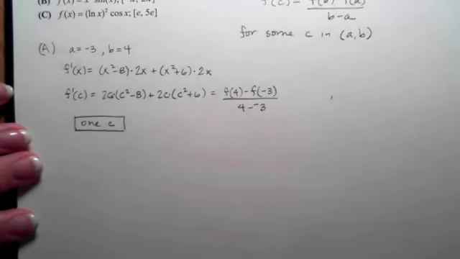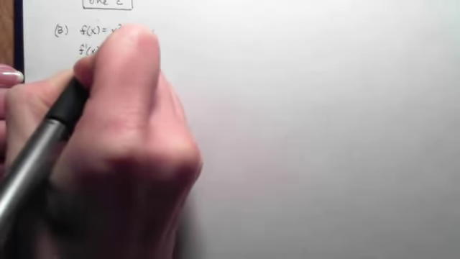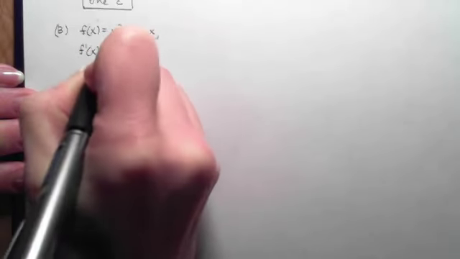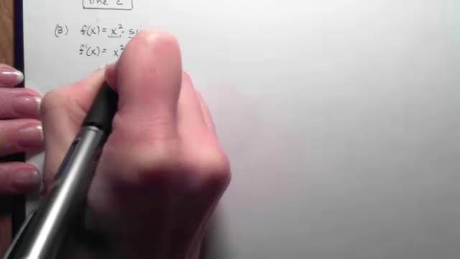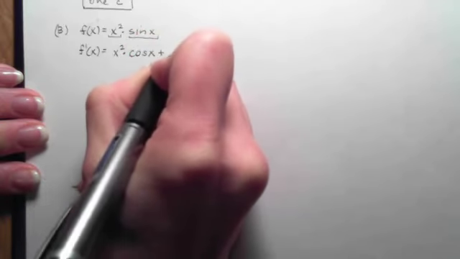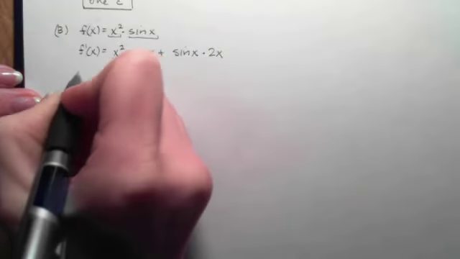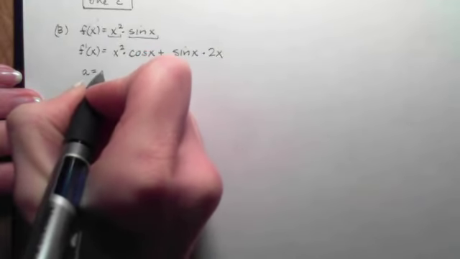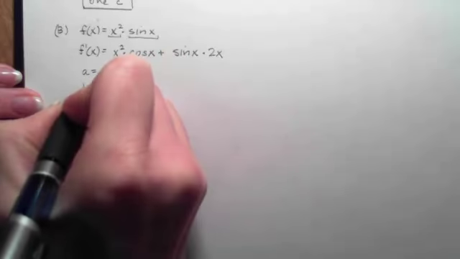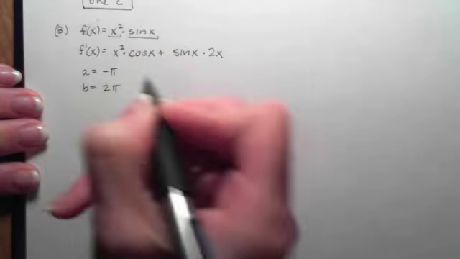So let's do the same process with part B. With part B, my function is x squared times the sine of x. My derivative function will be the product rule applied, which is the first one times the derivative of the second plus the second times the derivative of the first. And we can see that a is -pi in this problem and b is 2pi in this problem.